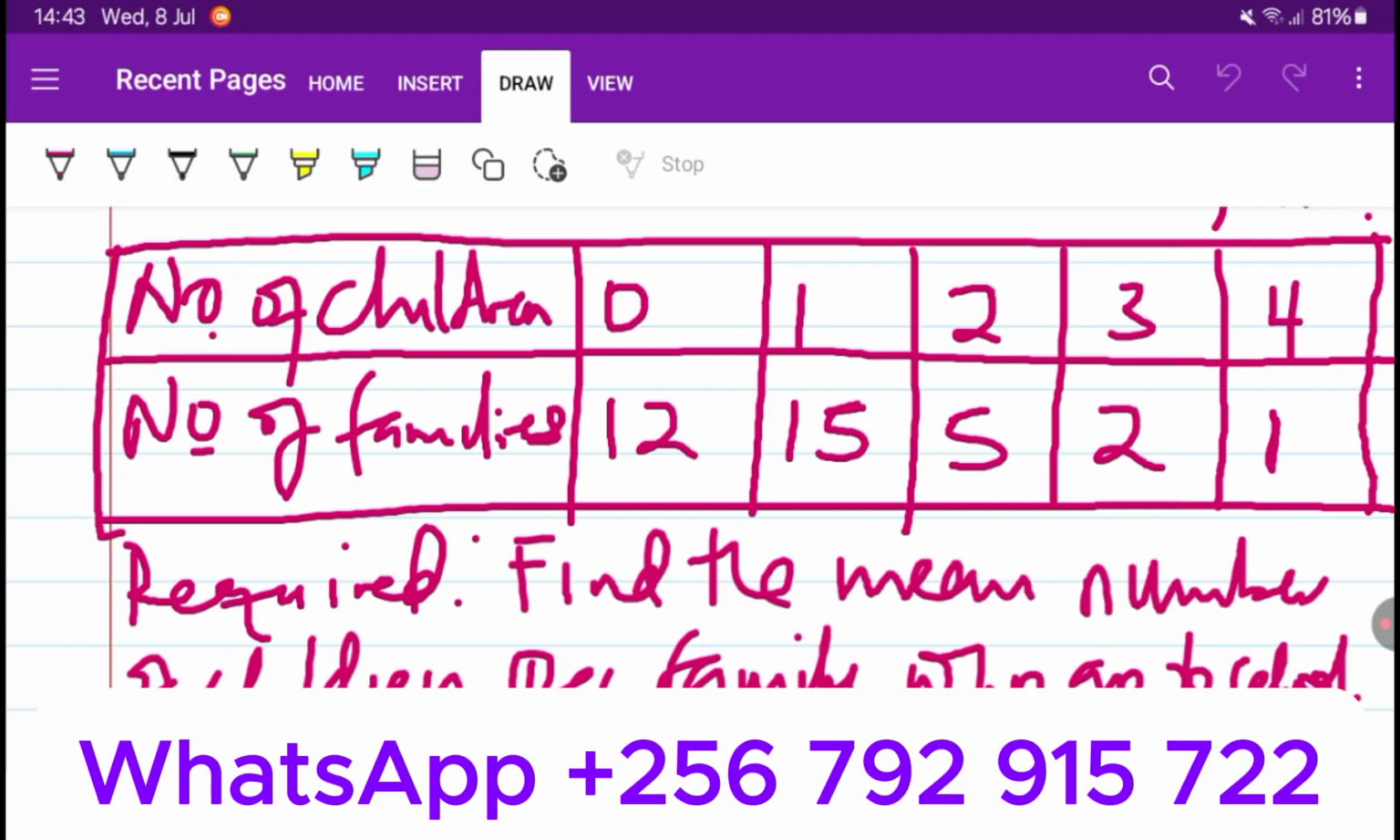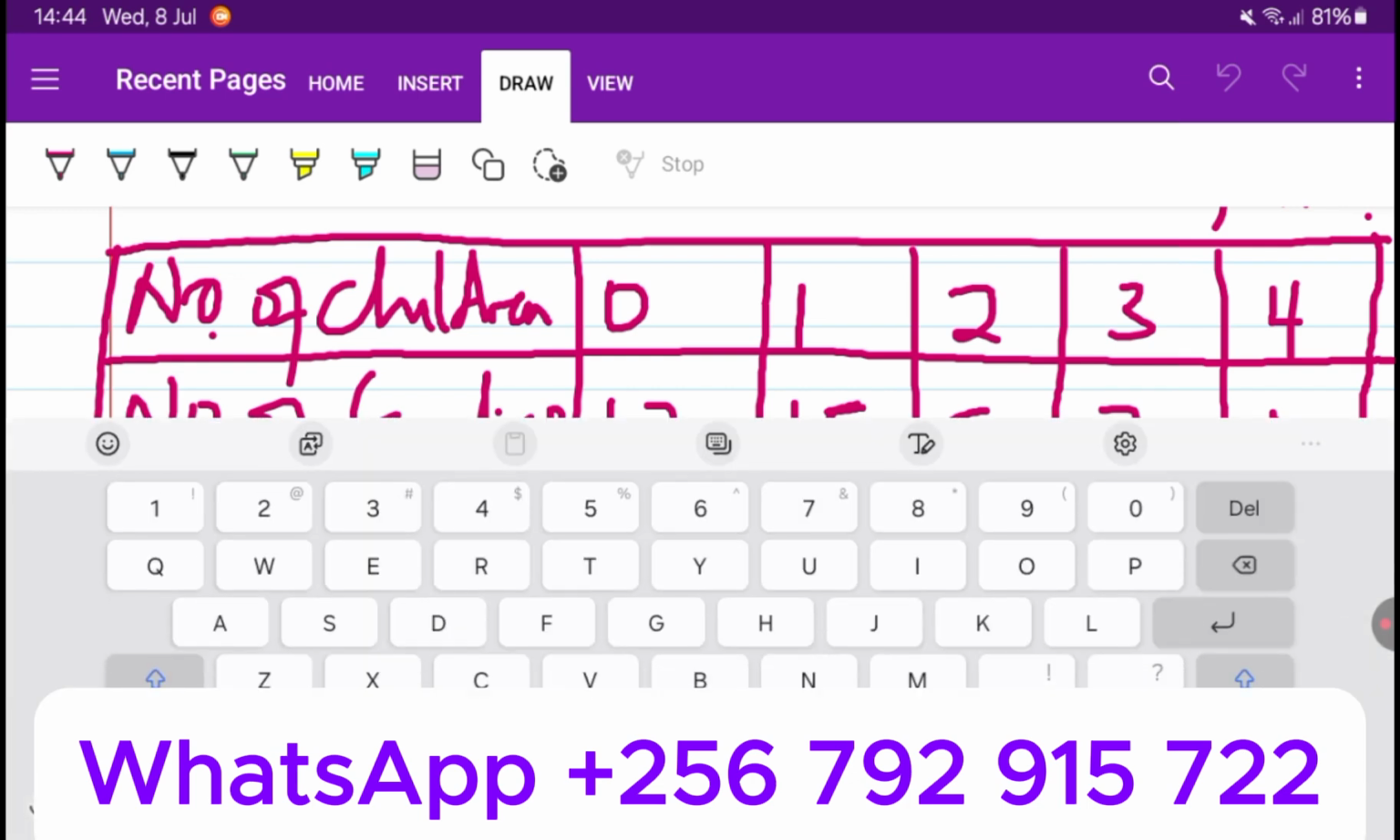So if you try to look at this, it means you should be able to interpret this, because here they just don't want you to find the mean. They are telling you find the mean number of children per family who go to school. So once you are done with the computation, you go ahead and conclude or explain what you have got. Of course, you say that on average, maybe 1 or 2 or 3 children per family.